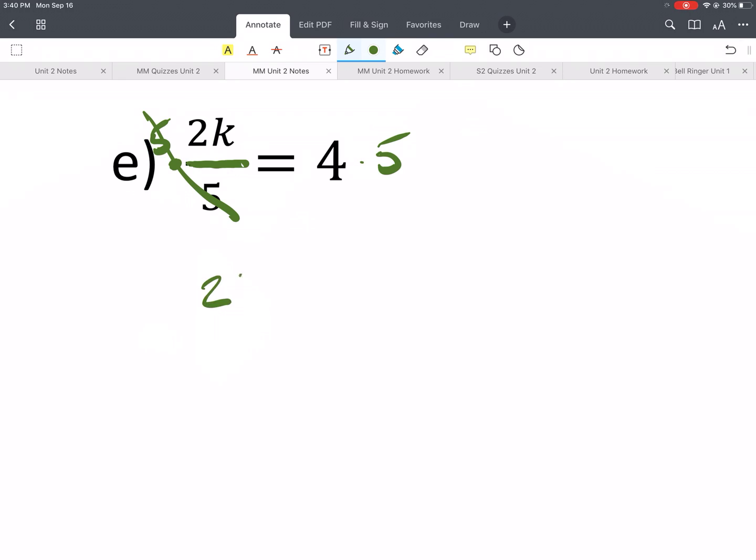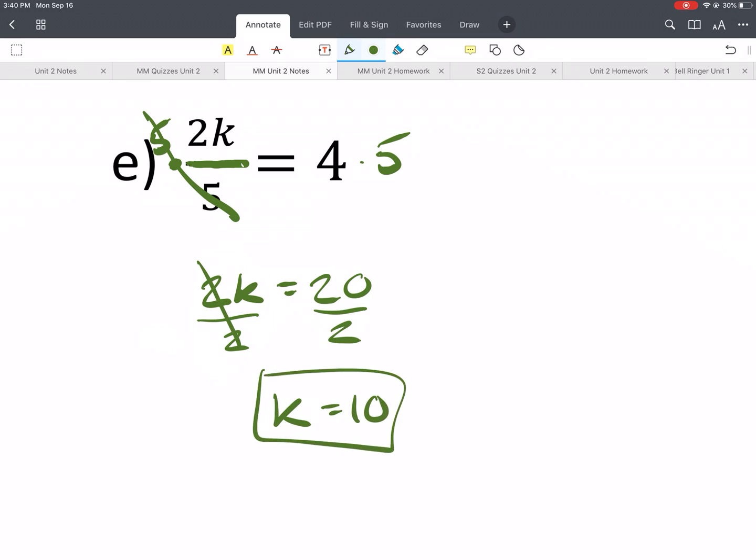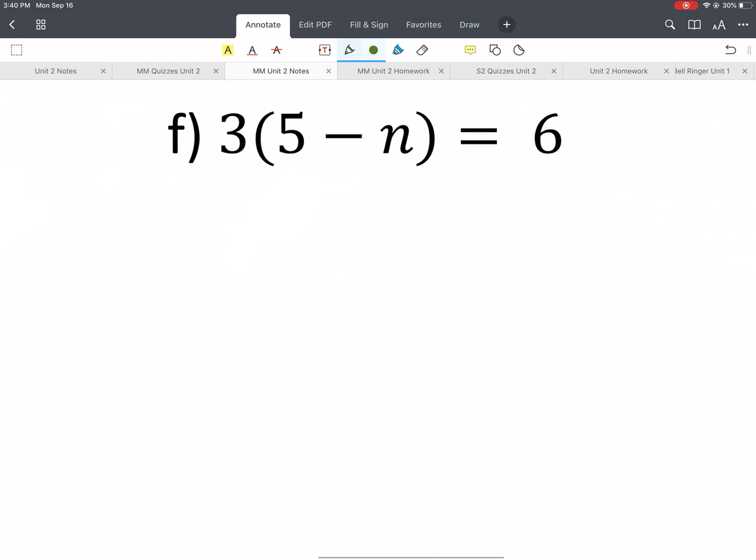Okay, so we have 2k equals 20. And then to get k by itself, we'll divide both sides by 2. Our k equals 10. All right, and then F.